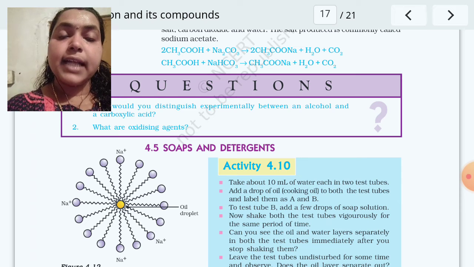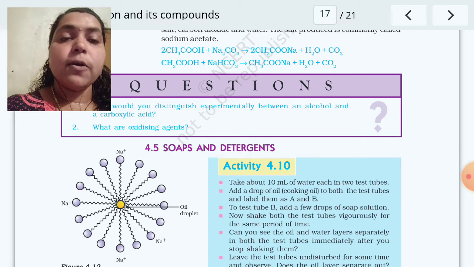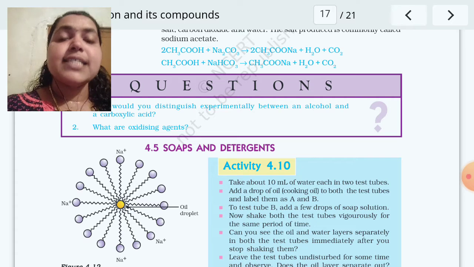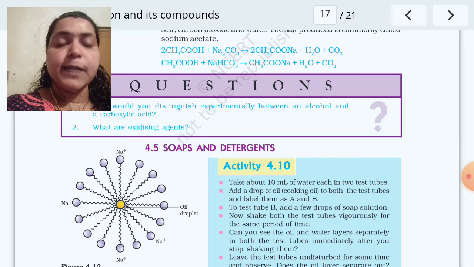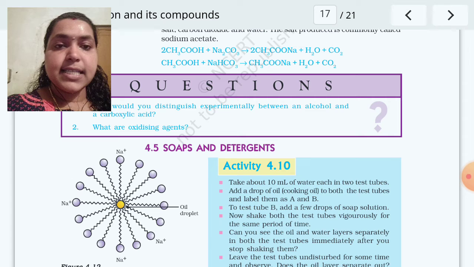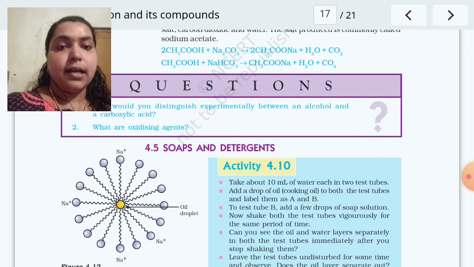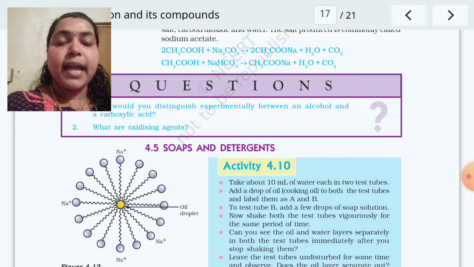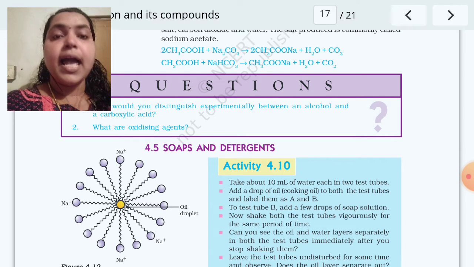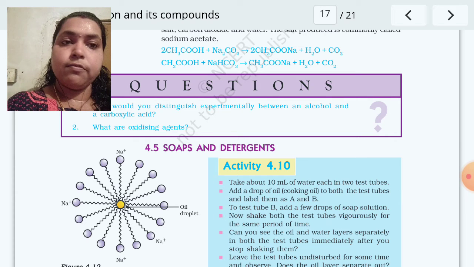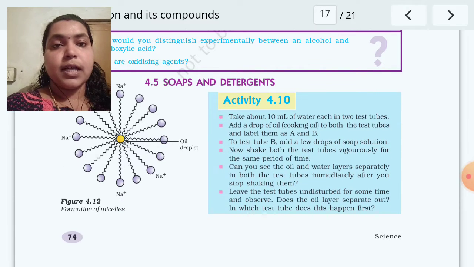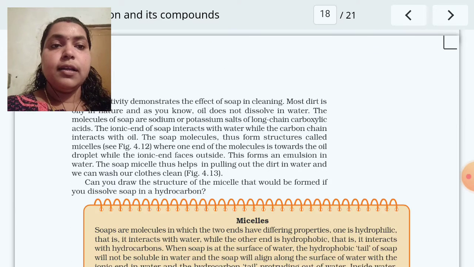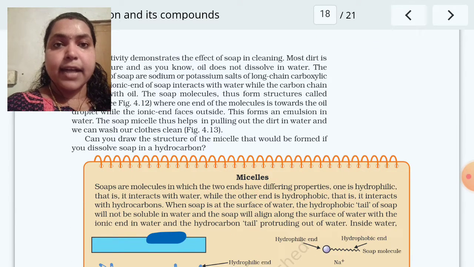What is happening there? The hydrophilic end always dissolves in water, and it is water loving. It is always towards water, but the hydrophobic end is towards the oil, and that oil part will dissolve in the hydrophobic end and be removed from the cloth. This way micelle formation happens, followed by cleansing of dirt from the cloth. Okay, so that is about the cleansing action of soap.